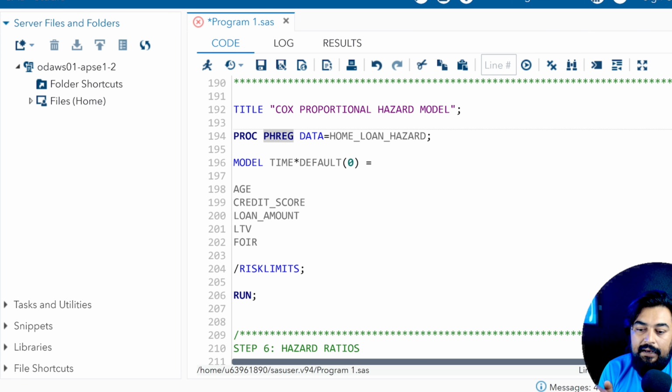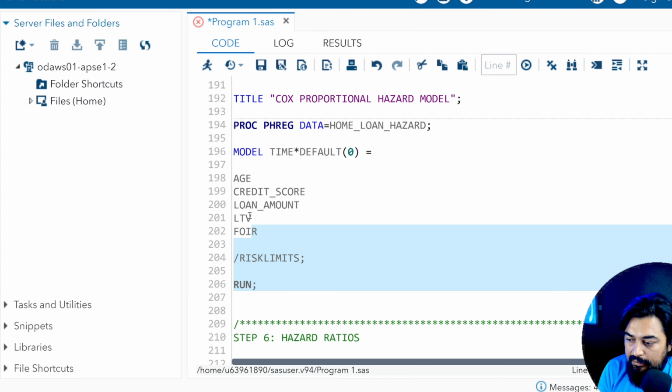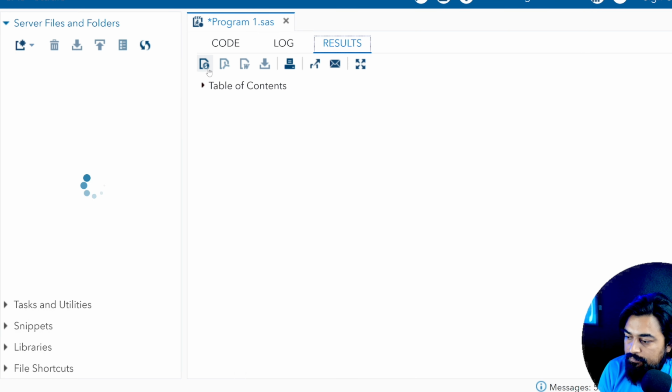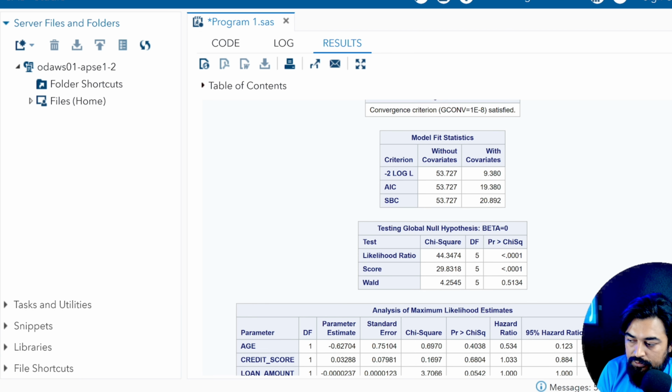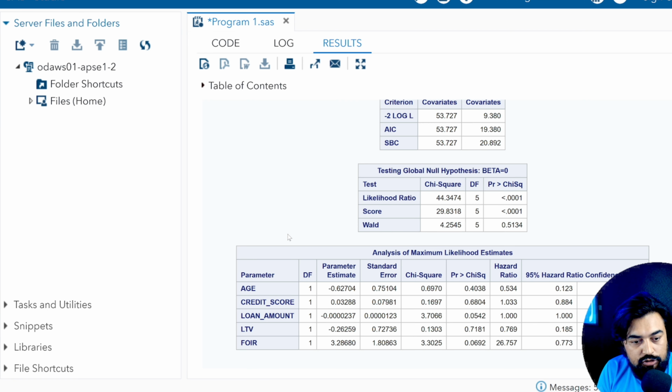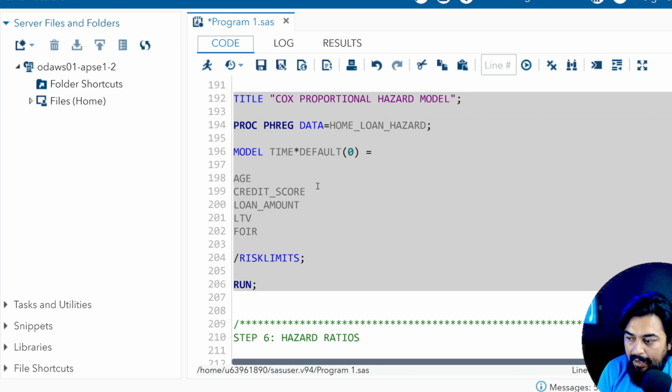Now expect banking relationships. These are certain things you should know. Higher credit score, lower default risk. Higher LTV, higher default risk. Higher FOIR, higher default risk. Older borrower, usually lower risk. So that's what it tells you. And let's try to run this piece of code. So you can see, just like you create a logistic regression, similarly you are creating all these values using this particular procedure. Now let's go back to the code.